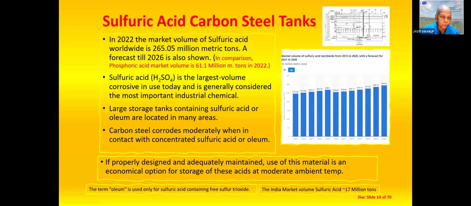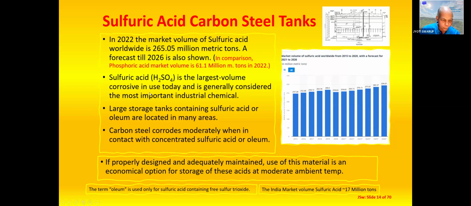Now, in 2022, the market volume of sulfuric acid worldwide was 265 million metric tons, and the forecast for 2026 is almost 294 million tons, while in comparison, the phosphoric acid market is only 61 million tons in 2022. So you can see sulfuric acid is a very large volume liquid traded in the international market. India imports a lot of sulfuric acid from other countries, because India's market volume is almost 17 million tons, which is only a fraction of the world market.